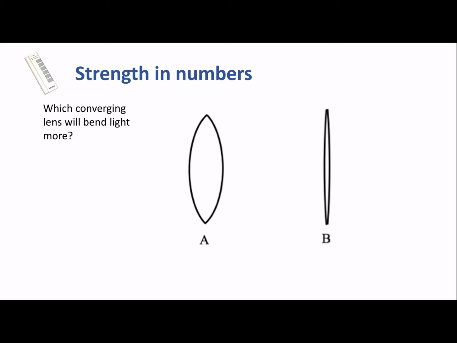Here's a question for you. Which of these do you think will bend light more? So if I pass, let's say, a beam of light through each of these lenses, which one will bend that beam of light more? Which one will converge it more quickly? So stop the lecture, go to the quiz, answer the question, and come back and we'll talk about it.